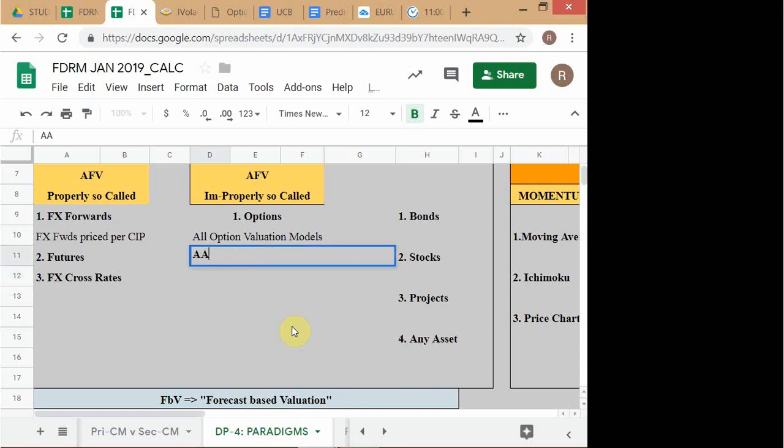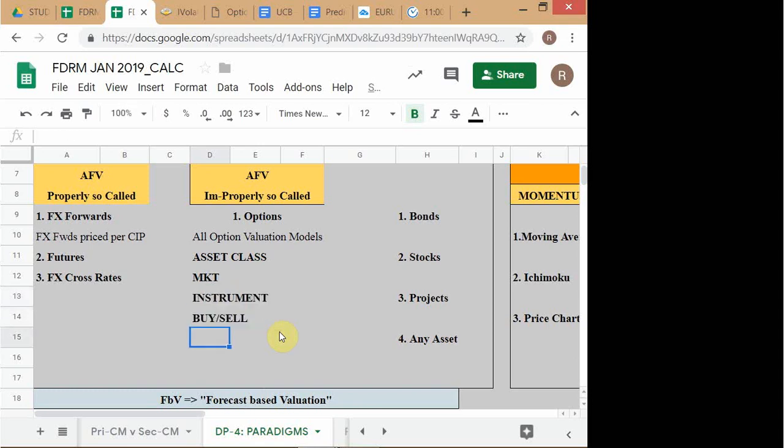Which asset class to invest in? And which instrument? Okay, which asset class, which market? Okay, what instrument? Okay, or buy or sell? Entry and exit. Exit will have two parts. And profit or loss.